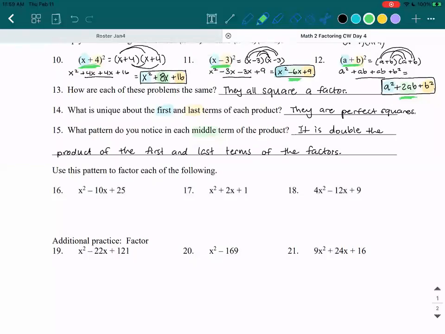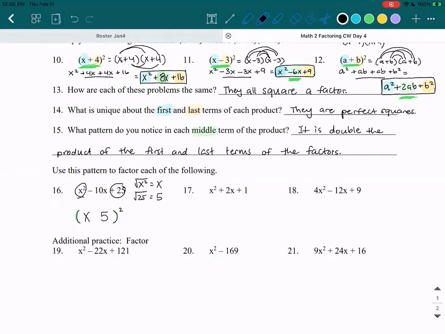Okay, so for number 16, we're going to use that pattern to factor this thing. So it's kind of similar to what we were doing before, except that this time it's just going to be something, oops, I want to use black, something squared. Okay, and so to figure that out, look at our first number, we get x squared. What is the square root of x squared? It's just x, right? So I'm going to put an x in there. Okay, and then we take a look at our last number, 25. What is the square root of 25? And you'll probably think 5. Okay, so I'm going to put a 5 here.